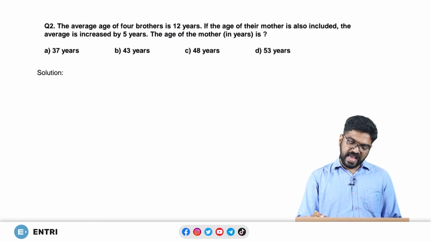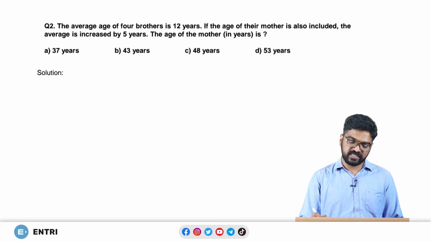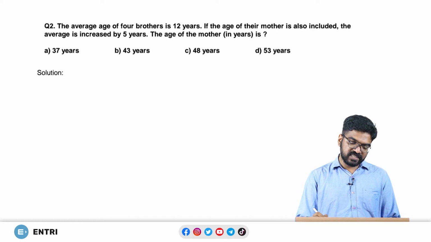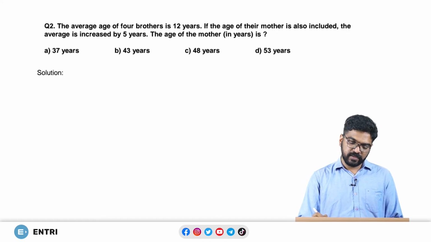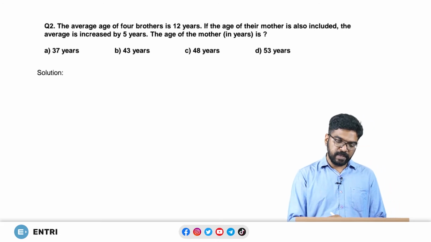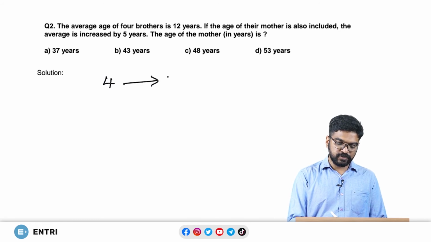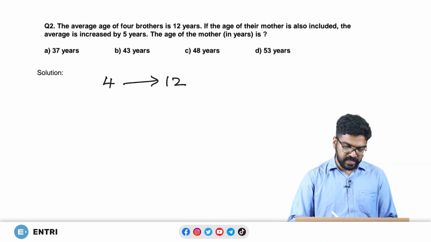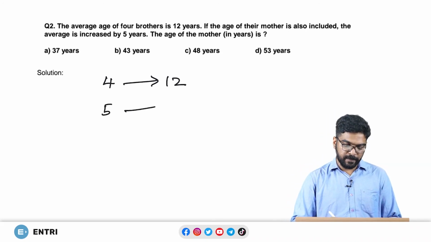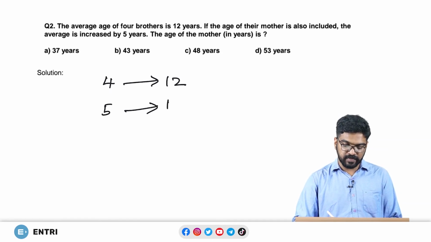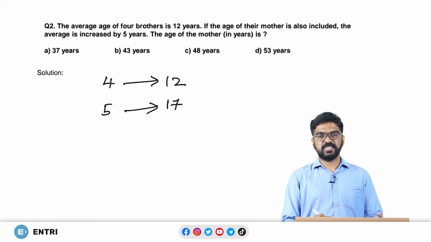Look at here. The average age of 4 brothers is 12 years. If the age of their mother is also included, the average age increases by 5 years. The age of the mother in years is. So what happened initially? How many people are there? There are 4 brothers, so I'll write 4. Their average age was 12, right? Now if I include the age of the mother, then there are 5 people. What happened to the average? It increased by 5 years, so the new value will be nothing but 17. So this is what we have.